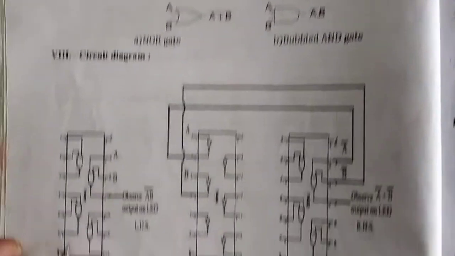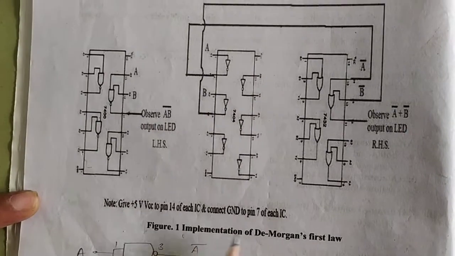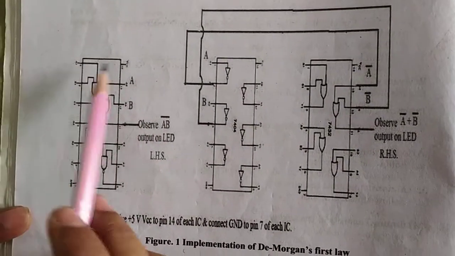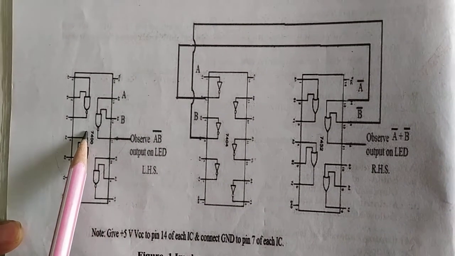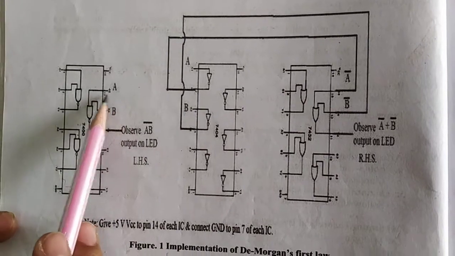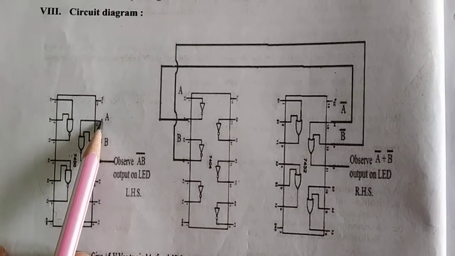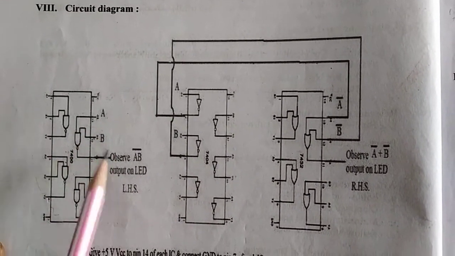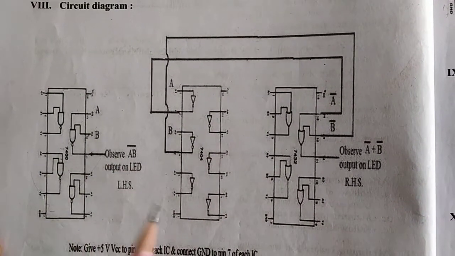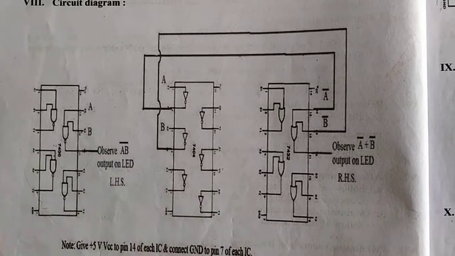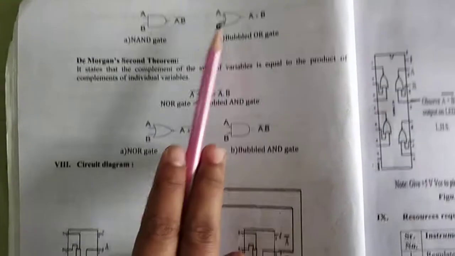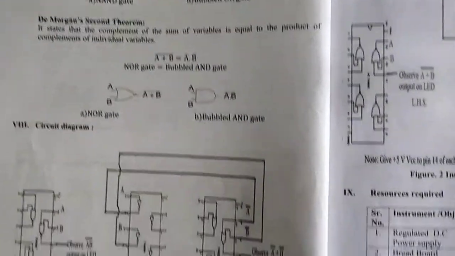This is the circuit diagram for the implementation of De Morgan's first law. This is the NAND gate. The IC we use here is 7400, and there are two inputs: we connect inputs pin number 1 and 2 and take the output from pin number 3. Here we observe the output using the LED. After that, for the bubbled OR gate, we use this diagram.